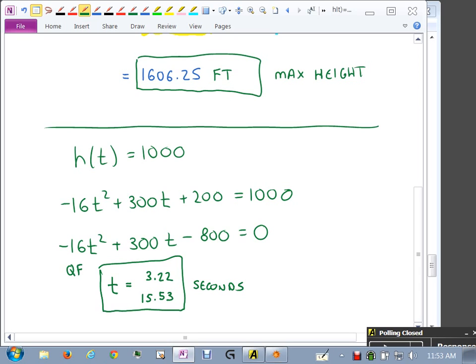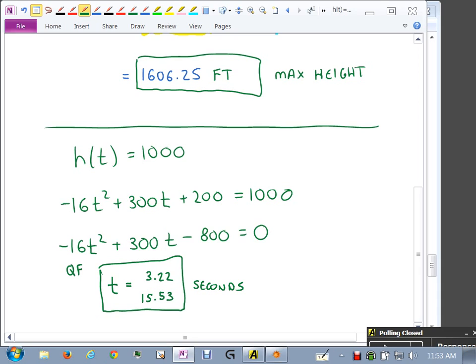So there are two times when the ball is 1,000 feet high. On its way up, after 3.22 seconds, it goes up, reaches its maximum height of 1,606 feet, 6.25 feet, comes back down, and then at 15.53 seconds, it's also 1,000 feet high.